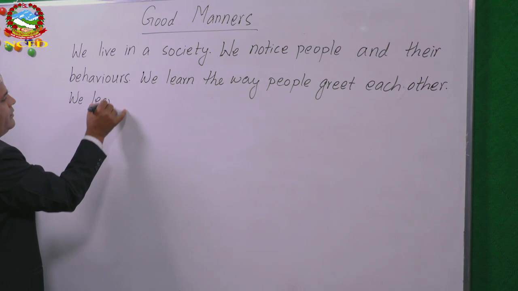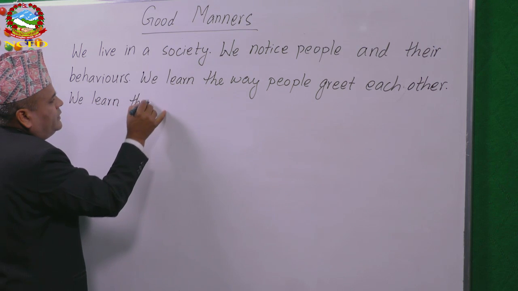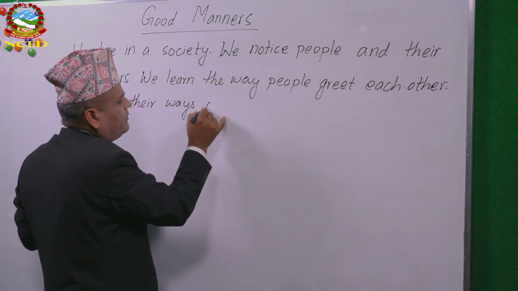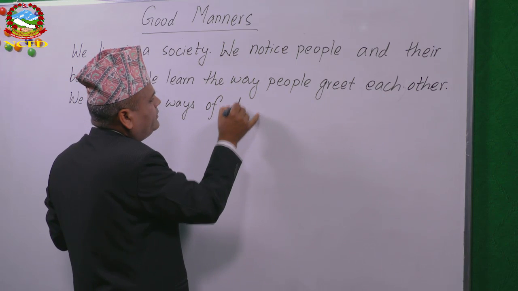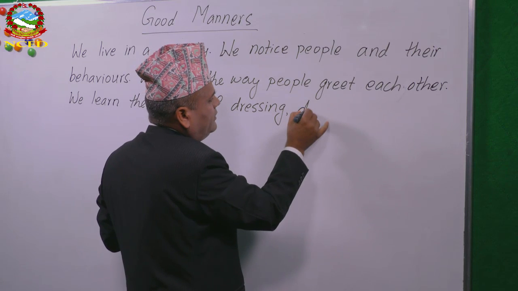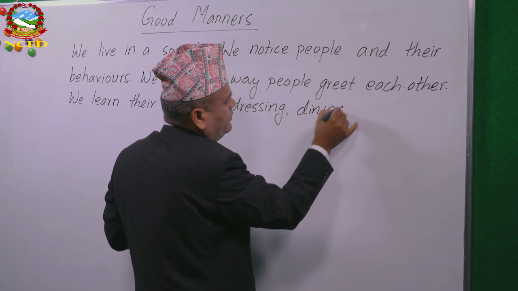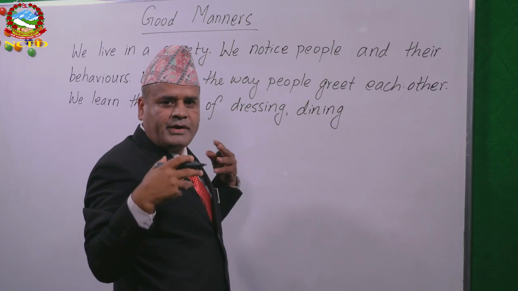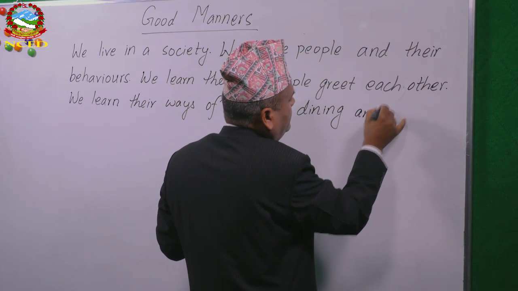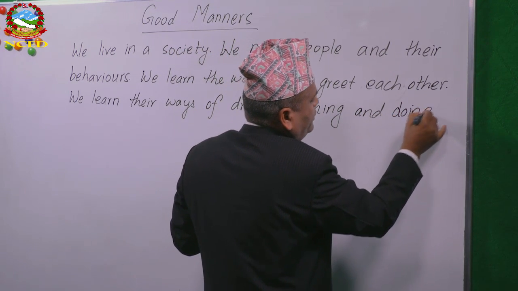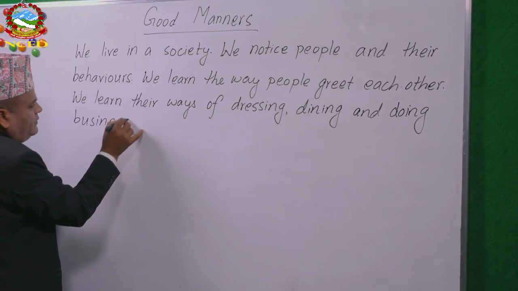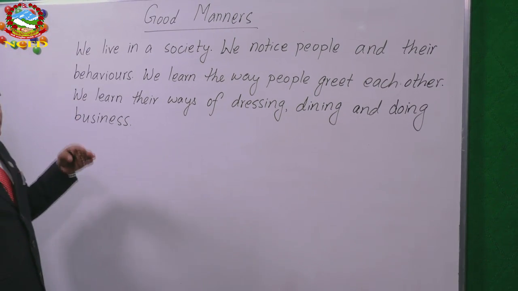Similarly, we learn their ways of dressing, dining, the different ways. People dress in different ways. They dine means they eat, okay? And doing business. Okay, so this is just the introductory part.